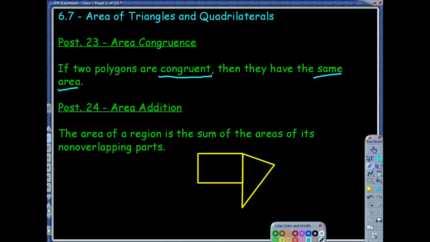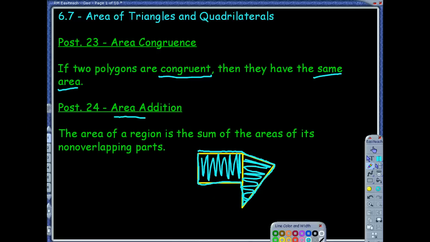And the second one is talking about area addition. This says that if I talk about this whole larger region, when I'm looking at that whole area, it's really the sum of the areas of the non-overlapping parts. So I could look at the area of just this rectangle, and I could look at the area of this triangle, and if I added those 2 areas together, that should make the area of the entire figure. Makes sense. Okay? So again, these are postulates. They're kind of no-brainers, but I just want to make sure that you're aware of these 2 things.